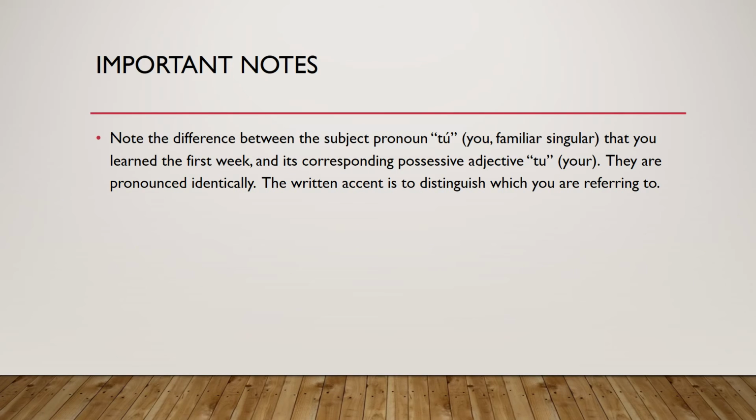Here's another note. As you know, in the very first week, we learned a word called tú. That was our subject pronoun, tú, in the familiar version of you. However, now we're learning another word that sounds identical, the possessive adjective tu. They are pronounced exactly the same. The way that you can distinguish between the two of them is by seeing the accent mark over the u when we're talking about the subject pronoun tú. So always take note of that little accent mark because that's the only way you're going to tell if we're talking about the word you or your.